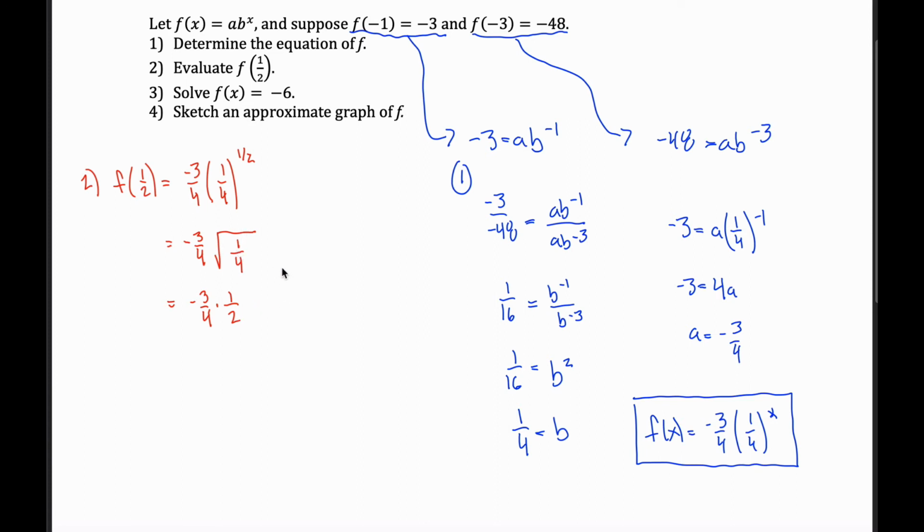Another way you can get there is you can say the square root of 1/4 is the square root of 1 divided by the square root of 4. And the square root of 1 is this 1, and the square root of 4 is this 2. One way or another, you get 1/2 here, and -3/4 times 1/2 is -3/8.